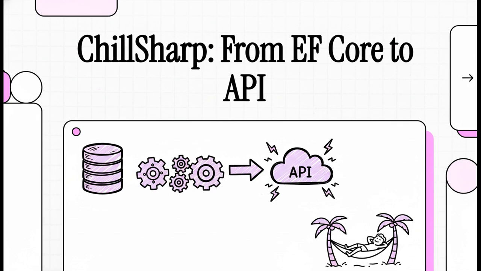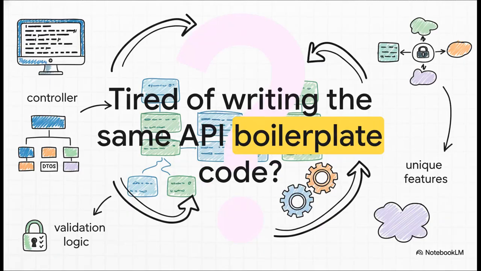Let's take a look. I mean, we've all been there. You're staring at a blank file, getting ready to write yet another controller. Another set of DTOs, data transfer objects, to shape your data just right for the client. And, of course, another chunk of validation logic. It's all necessary plumbing, sure, but man, is it repetitive. It just pulls you away from building the stuff that actually makes your app special.